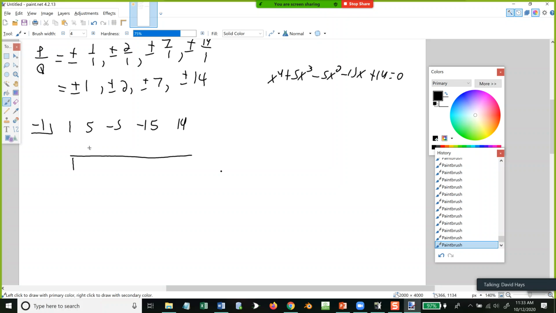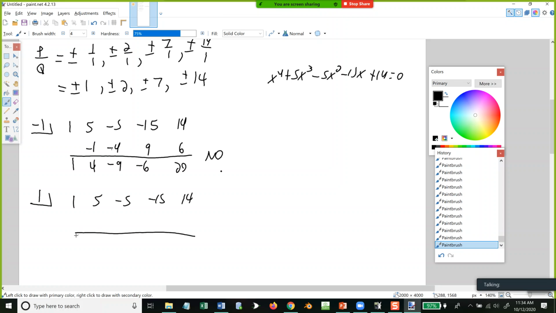Okay, so add, multiply, add, multiply, add, multiply, add, multiply, add. We're looking for a zero remainder. So negative 1 doesn't work, then we go to positive 1. Add, multiply, add, multiply, add, multiply, add, multiply. Got a 0. So that means our first answer is x equals 1.